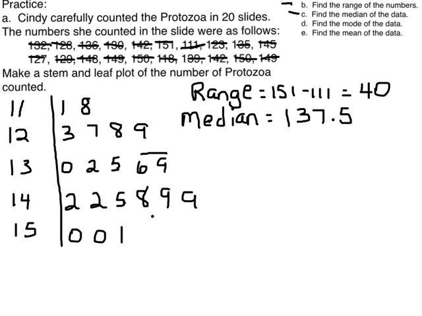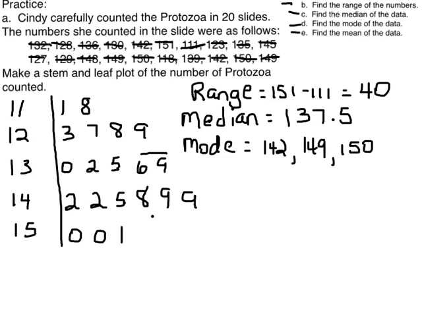All right, then we find the mode. Which number is repeated most? Well, 150 is repeated twice. 142 is repeated twice. 149 is repeated twice. I don't think that I have any numbers that are repeated 3 times. So for mode, it would be 142, 149, and 150.